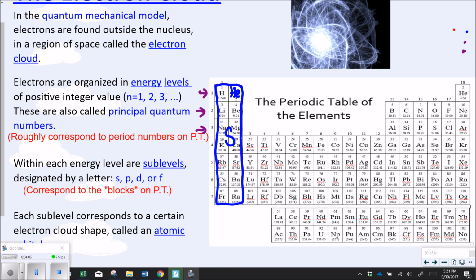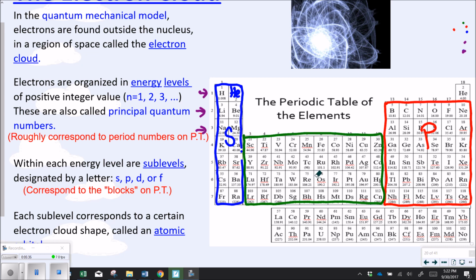Then we have the P block here to the right. In the middle over here, we have the D block. And finally, on the bottom here, we have the F block.